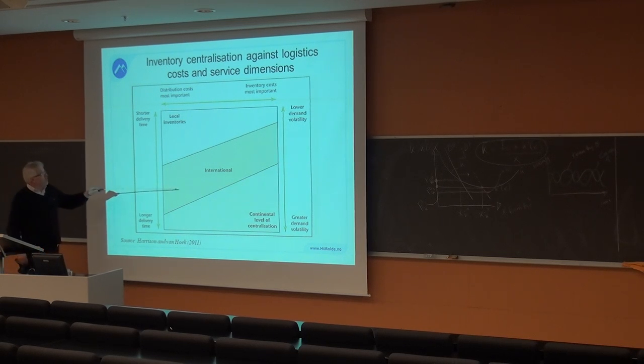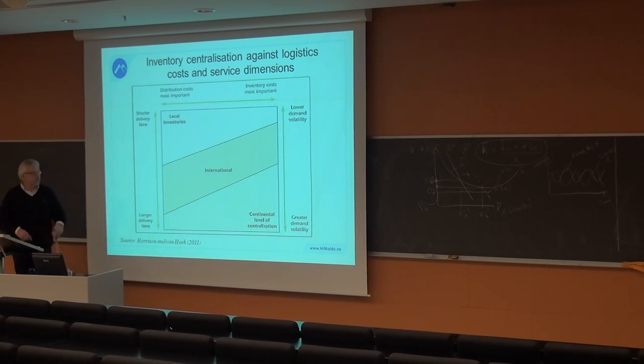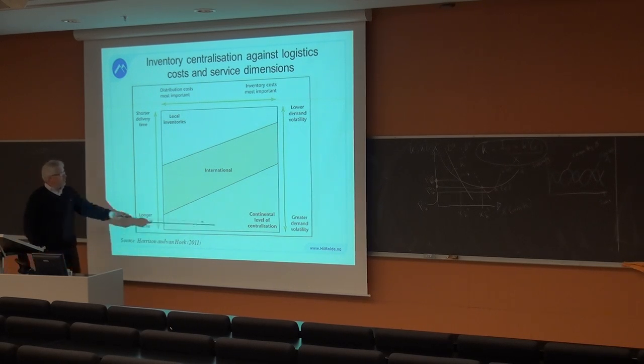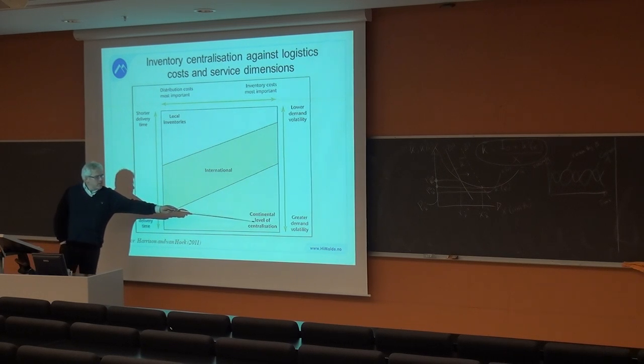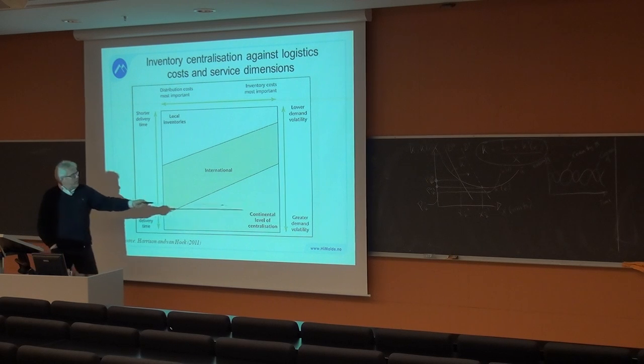And you have in between here, international means two or more countries, whereas continental means a larger number of countries, a continent. And the dimension here is also distance, of course, where this is supposed to have the longest distance to the market. But again, you need to address the localization on the basis of customer needs, the cost profile, and the demand.